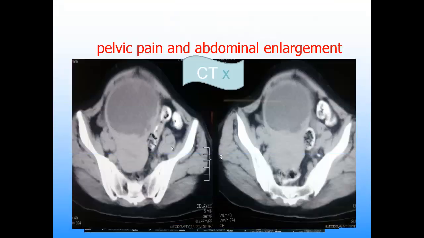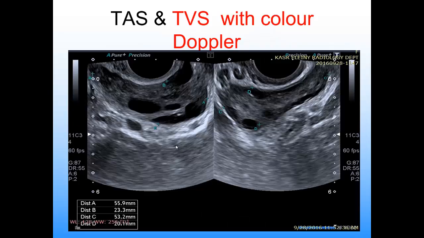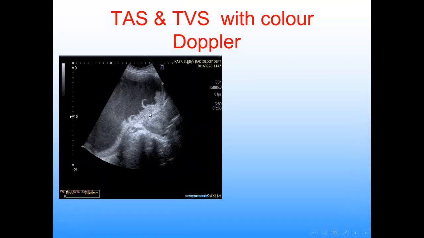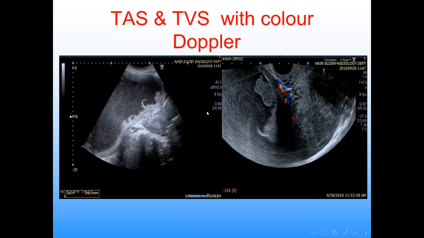When the CT is not conclusive, you just have to do complementary ultrasound. We have to do a second look ultrasound. Here the ovaries are completely normal, which excludes ovarian masses. And here this is the mass, a cystic mass, related to the fundus of the uterus. And there are bridging vessels from the uterus. So this is a degenerated subserous fibroid.